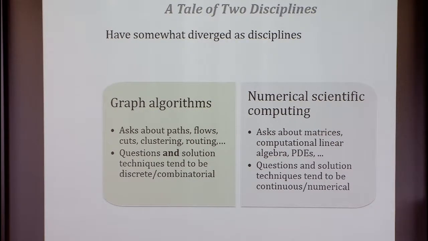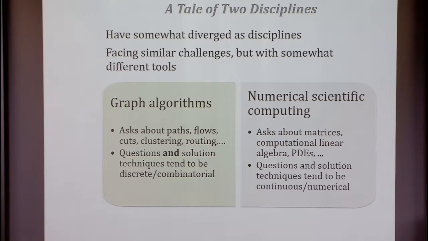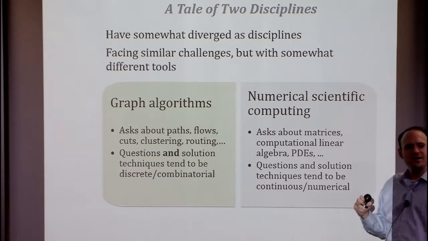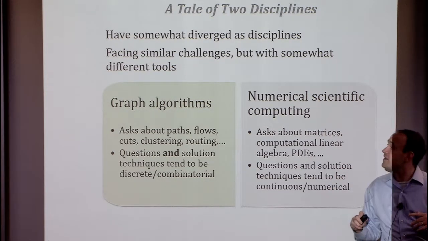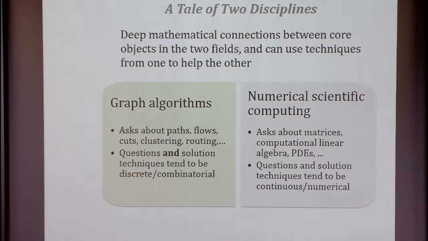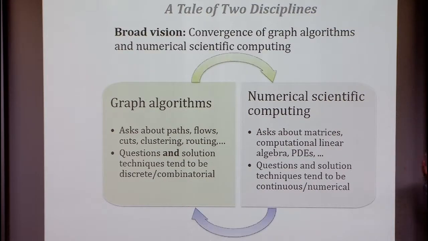In the last maybe decade or so, what's become clear is that they've been facing very similar challenges on a fairly concrete level. Not just at a high level of needing to solve big things, but on a low level, there are very deep mathematical connections between a lot of the core objects that one studies in the 2 fields. And what's been emerging is the hope of using techniques from one of these fields to help the other, and hopefully letting them reconverge.